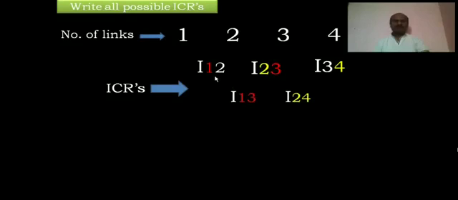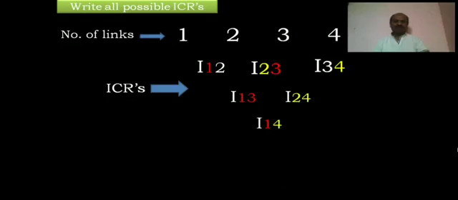We need to write the first suffix of the first ICR and the second suffix of the second ICR. So here the next ICR is written as I1, 1 from this, and 3 from this, that is I13. Similarly, I23 and I34 gives us I24. So the next ICR will be I14.